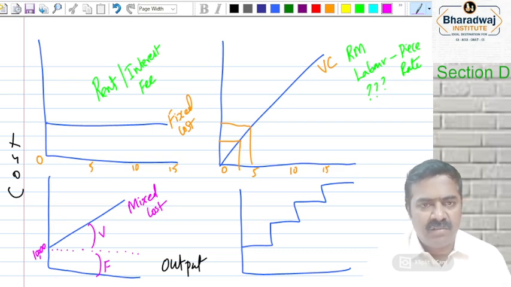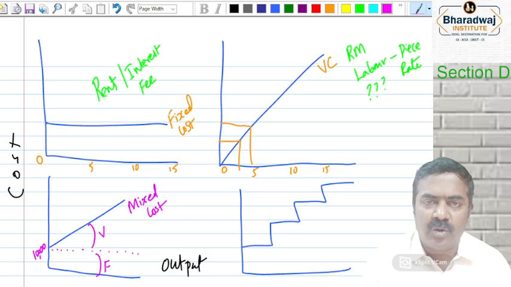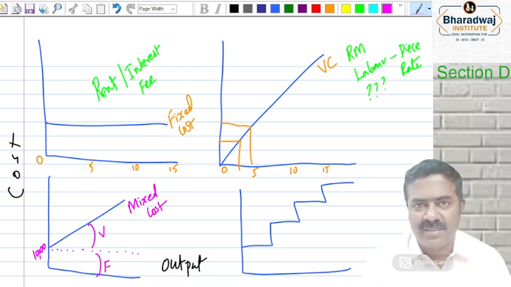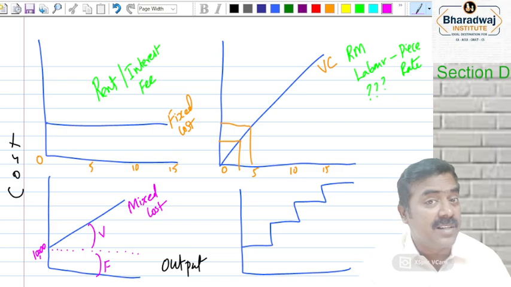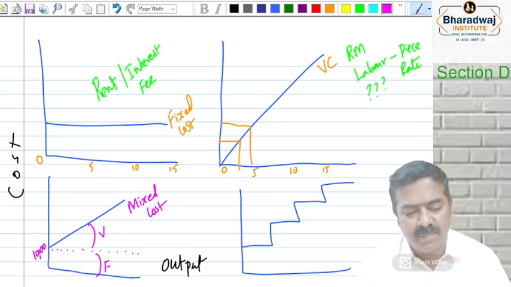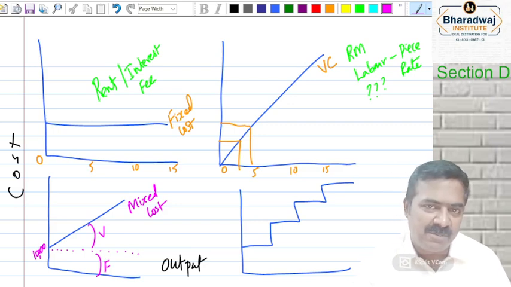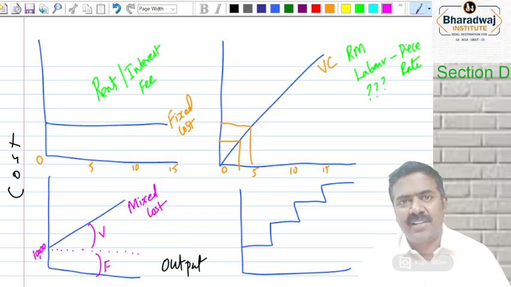If the output is 0 or 1 lakh units, the minimum cost is what? $10,000. When the output increases, cost also increases. That is the variable portion. Whatever is increasing, that is called which portion? Variable portion. This is known as which cost? Mixed cost. Can you give me an example? Many costs are like this, for example, electricity charges.